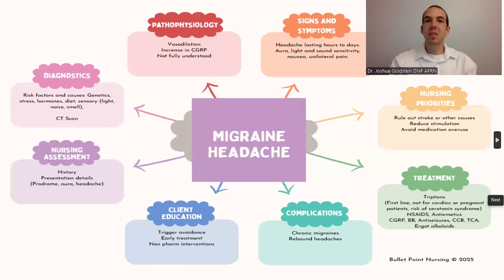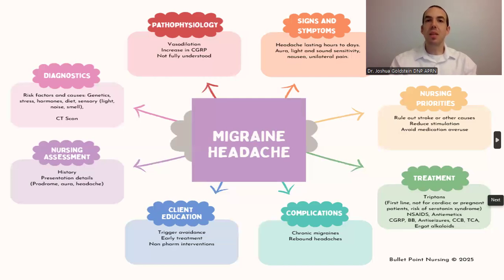Migraine headache is a specific type of headache. This is distinguished from your typical headache, from tension headaches, from other types of headache. The pathophysiology is not 100% fully understood. We know that there's some component of vasodilation in there. So in the brain, the arteries vasodilate, they get bigger.